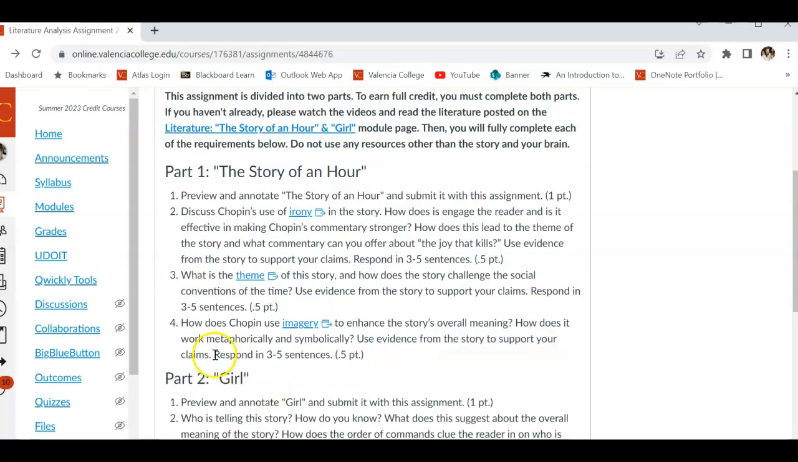I'm also asking you to respond in 3 to 5 sentences for each of these questions 2 through 4. Keep in mind, though, that when you use a quote, the quote would only be considered one of those 3 to 5 sentences from the story, even if the quote is many sentences long. So your 3 to 5 sentences really should be coming from your brain.